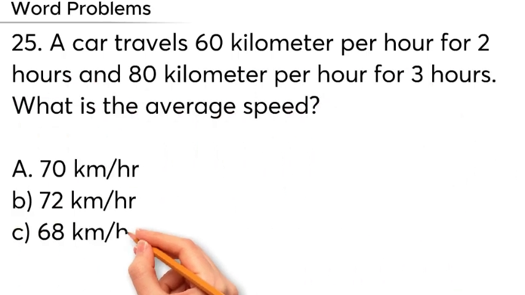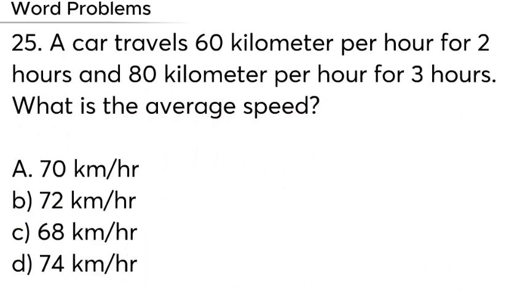25. A car travels 60 km per hour for 2 hours and 80 km per hour for 3 hours. What is the average speed? A. 70 km per hour, B. 72 km per hour, C. 68 km per hour, D. 74 km per hour.